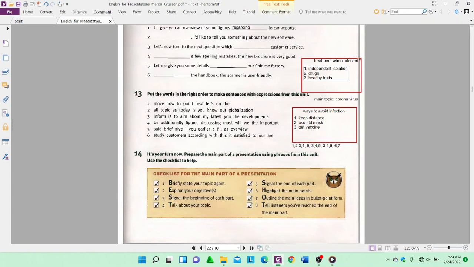Masuk ke slide. Right, in this part of slide I'm going to explain about the treatment when you get infected. There are 3 things. Nah, 3 juga. Apa yang lakukan? Masuk, ya kan? 3, signal the beginning. Alright, the first one, independent isolation. Lalu talk about the topic. Tell them, what do you mean by independent isolations?